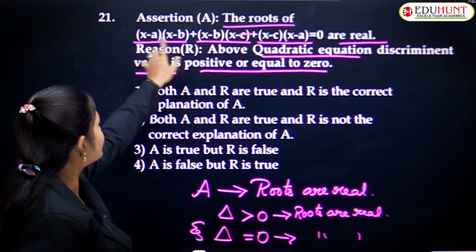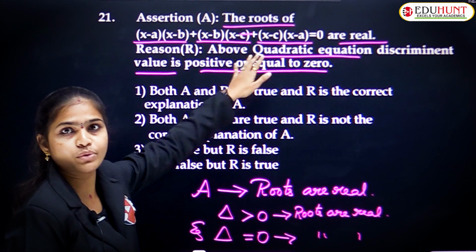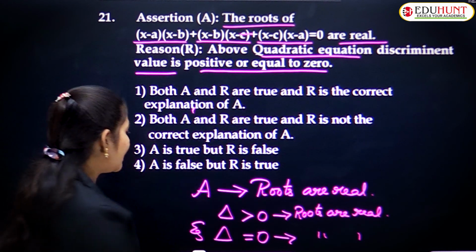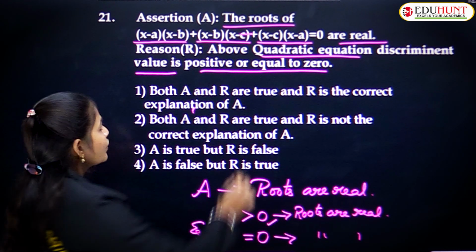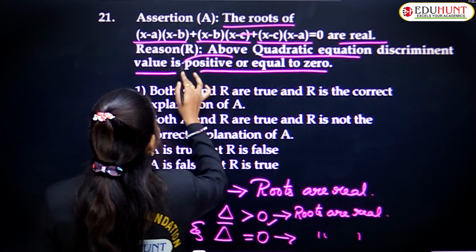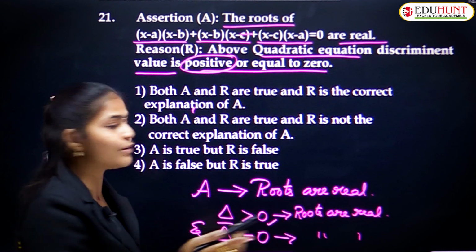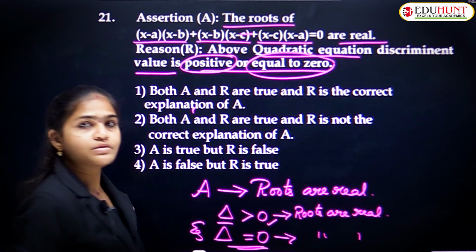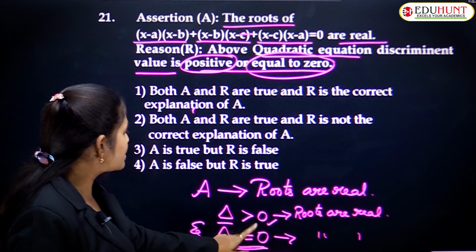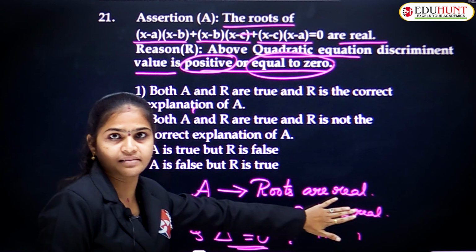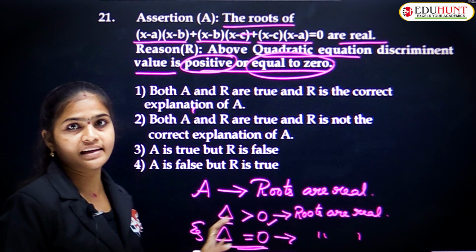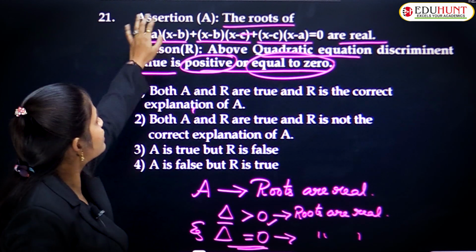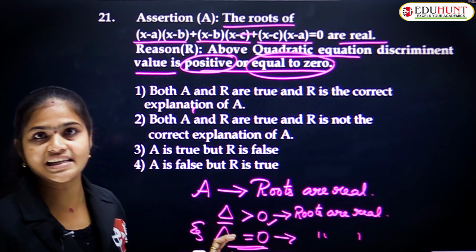Okay, so in the assertion they are saying that the roots of the given quadratic equation are real. When it is real, the discriminant value is greater than 0, which means the discriminant is positive, and another is equal to 0. So when the discriminant is greater than 0 or equal to 0, then only the roots are real. That's what they are saying here. Understand? So the assertion is correct, and the reason is also the correct explanation of the assertion.